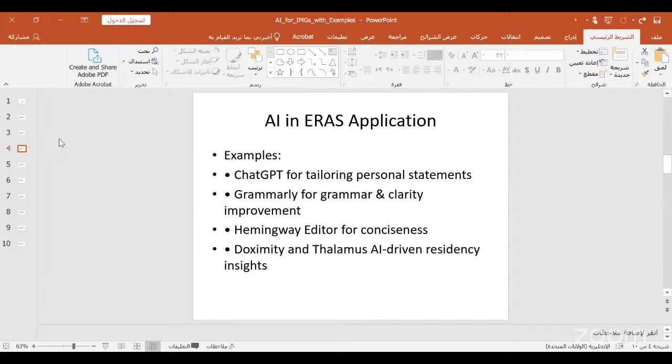Doximity is basically a website that will help you with your ERAS application in finding the residencies or the programs that you are interested in, based on some specific filters you would apply.